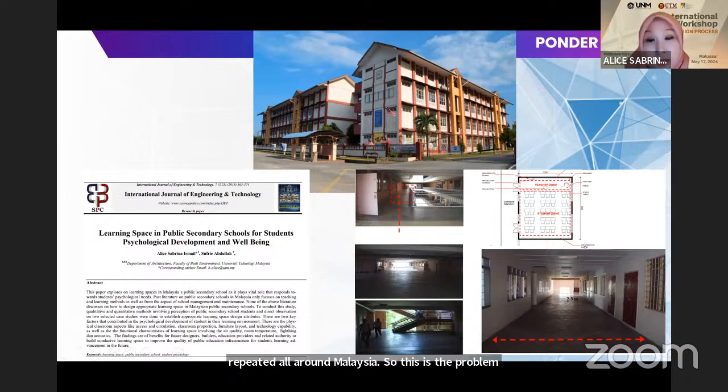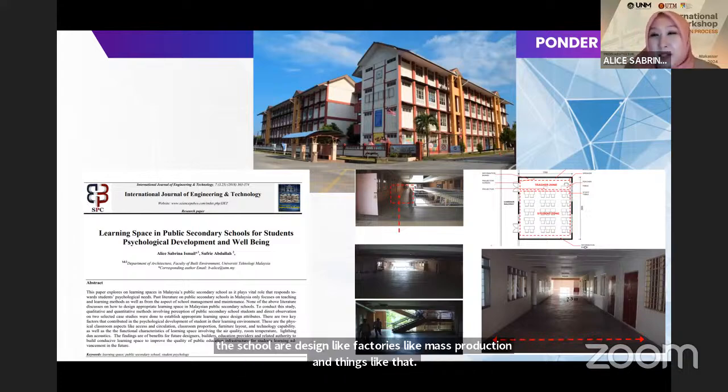So this is the problem scenario: when you have this kind of school, how you design the corridors, how you design your classroom, how you design the way students move and circulate within the spaces, this actually impacts student psychology and development, their well-being. So at the end of the day, the schools that we provide for students, I'm talking about my own country as an example, we are producing students not to think creatively as humans. We are producing them as factory workers, or what I prefer to call robots, because the schools are designed like factories, like mass production and things like that. So this is the problem when we talk about poor design quality.